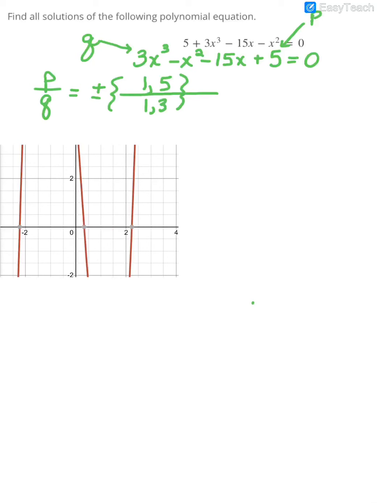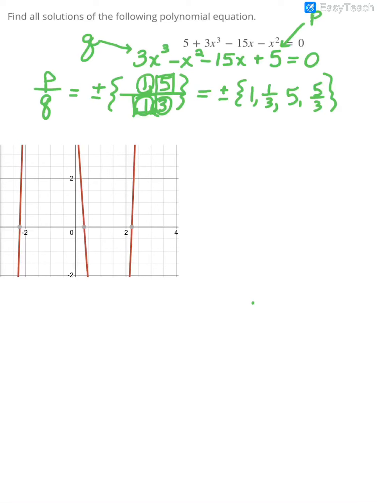Now, if I combine factors on top with factors on bottom, I'll first put everything over 1. 1 over 1 just gives me 1. Don't forget the plus or minus. And then 1 over 3 gives me a third. And then if I go back and put the 5 over the 1, that would give me 5. And then 5 over 3 would give me 5/3. So those are my potential rational zeros.